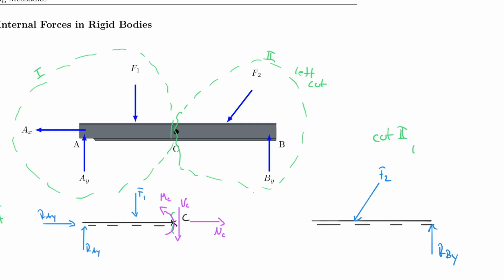And this actually happens to be a left cut, which by the way is the right side of the system, right? So the beam is really the right side here. So this is the right part, but because the cut is on the left side here, it's called a left cut. And now this of course is not in equilibrium.